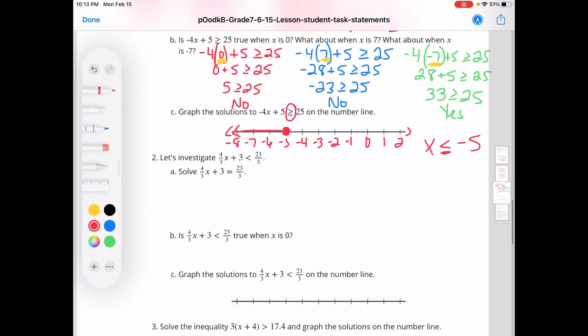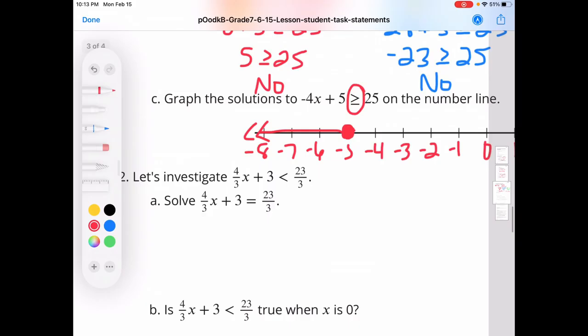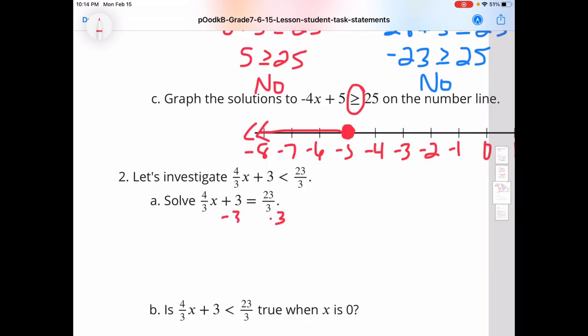So in negative 2, first it sets it equal. So we have 4/3 times x plus 3 is less than 23/3. So first we can solve for x. So first I'm going to subtract 3 from both sides. So that leaves me 4/3 times x is equal to 23/3 minus 3.